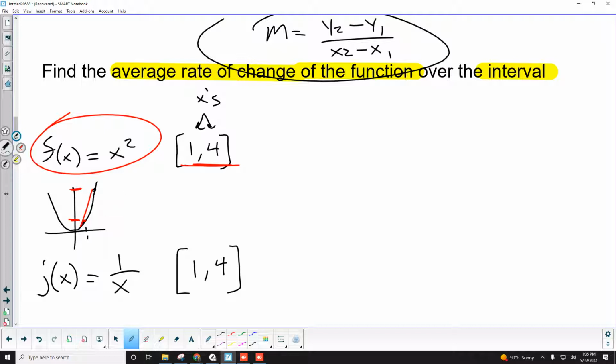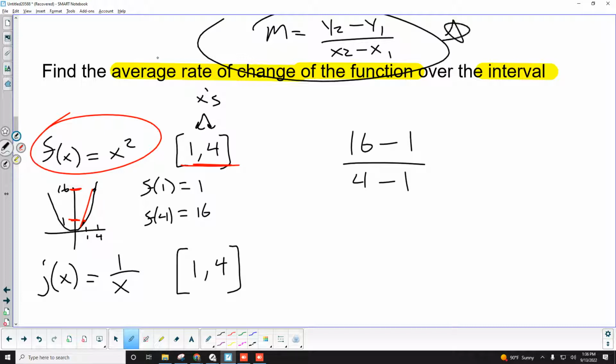All right, so I got the point (1, 1), because when I plug in 1, 1 squared is 1. There's 1 point. If I plug in 4, I get 16. So there's my second point, (4, 16). Now I find the change in my y's over the change in my x's. We're just using the slope formula. Five.